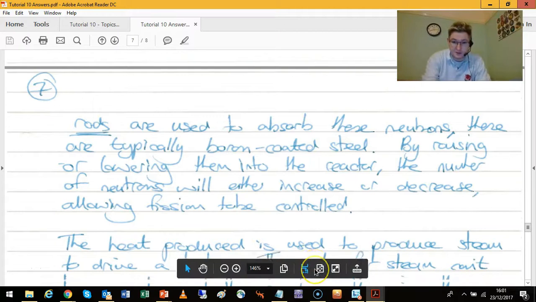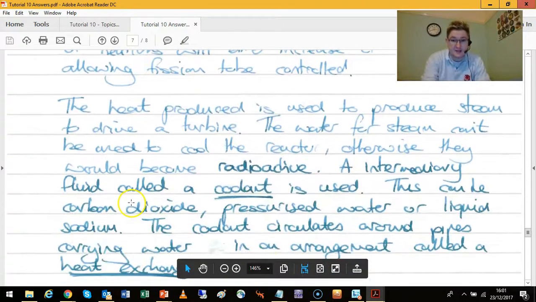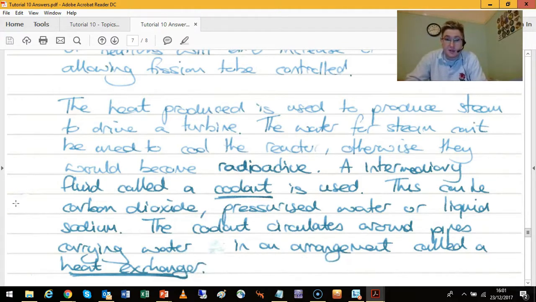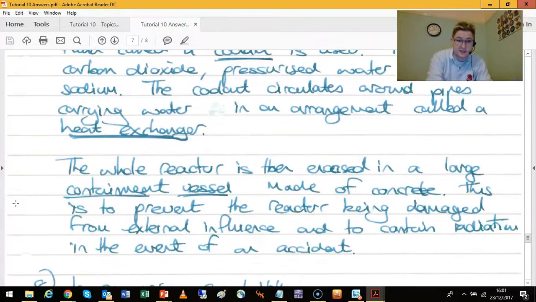The heat produced is used to make steam, as we said. However, steam can't be used to cool the reactor, otherwise it becomes radioactive. So, like I said, you use a coolant which flows through the heat exchanger, which then exchanges the heat from the coolant into the water and hence into the steam.